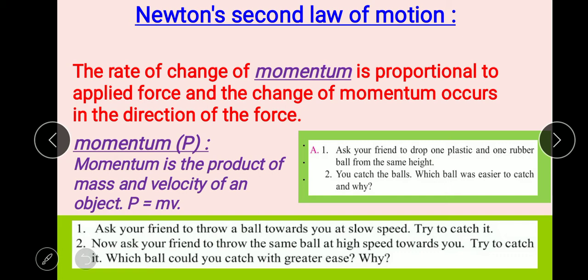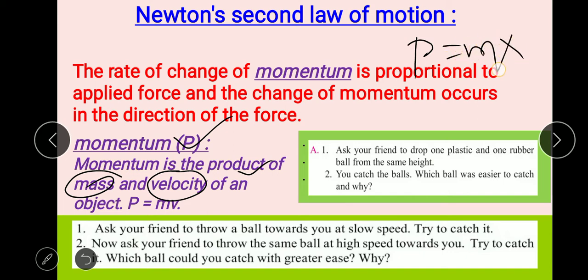Students, to understand this statement, to understand this law, we need to understand momentum first. So here I'll tell you what is momentum. Momentum is denoted by P, and momentum is the product of mass and velocity. Momentum P is equal to mass m into velocity v.